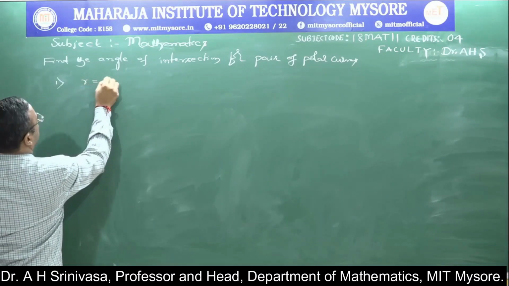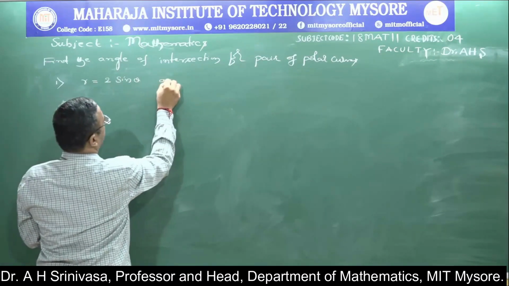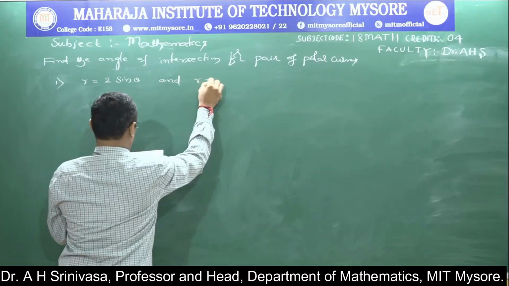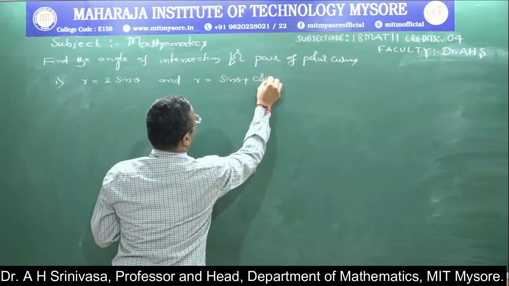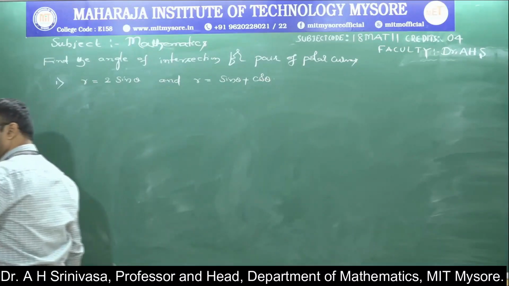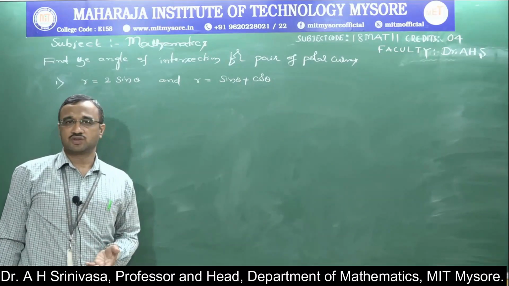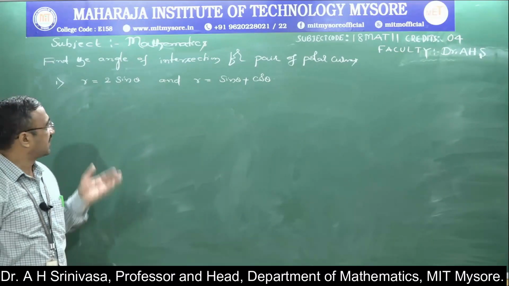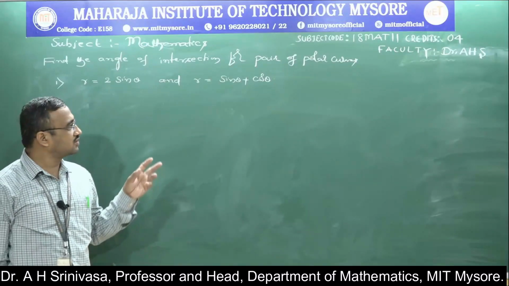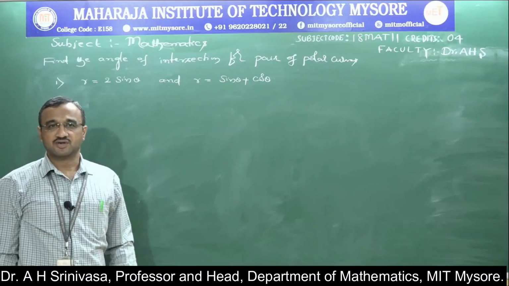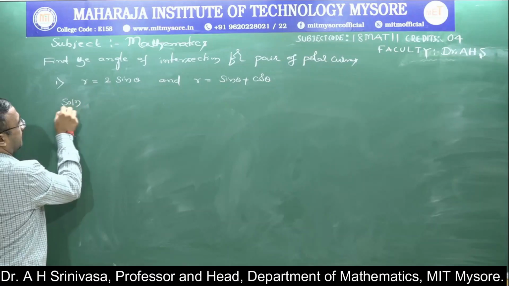is r equal to 2 times sin theta and r equal to sin theta plus cos theta. In the previous class, we learned how to eliminate the angle phi. The same procedure we have to adopt here, but we are going to find the angle phi here. So take down the solution.